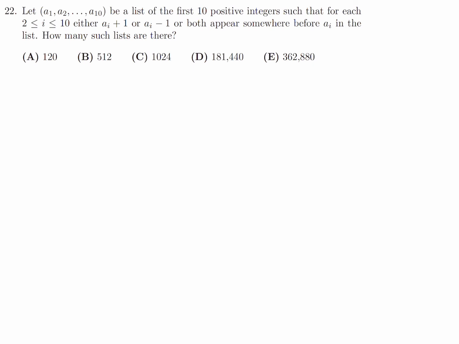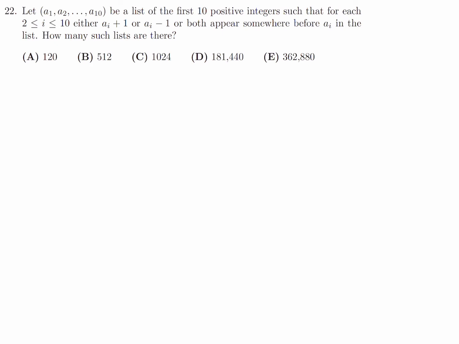Let A1, A2, until A10 be a list of the first 10 positive integers such that for each I between 2 and 10 inclusive, either AI plus 1 or AI minus 1, or both appear somewhere before AI in the list. How many such lists are there?